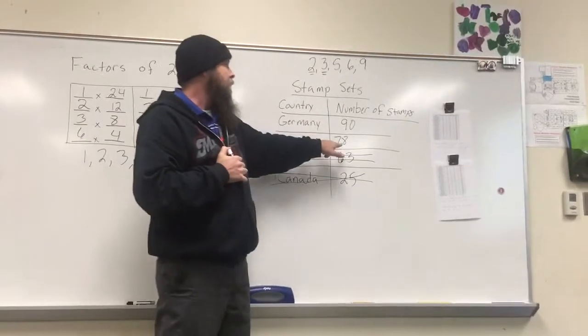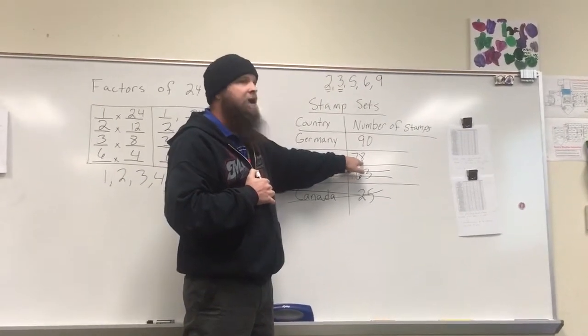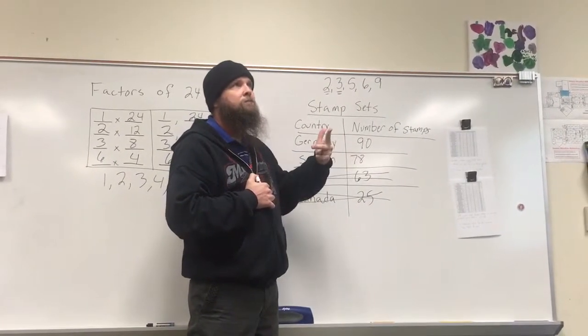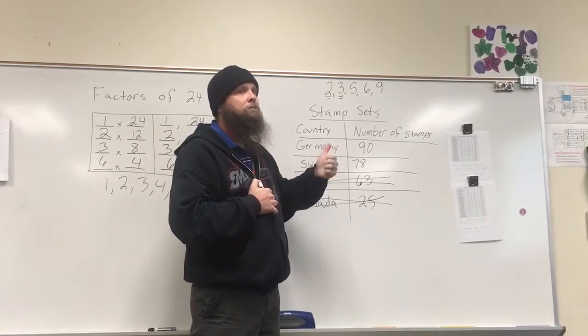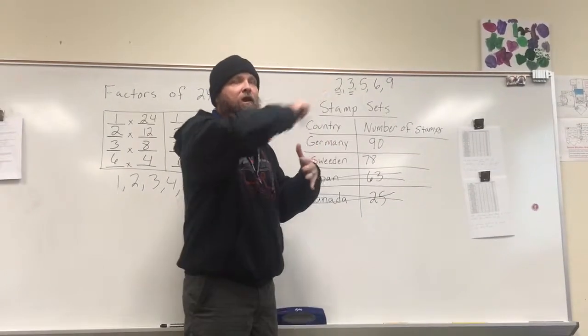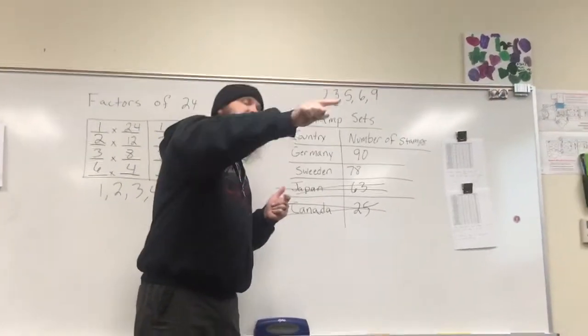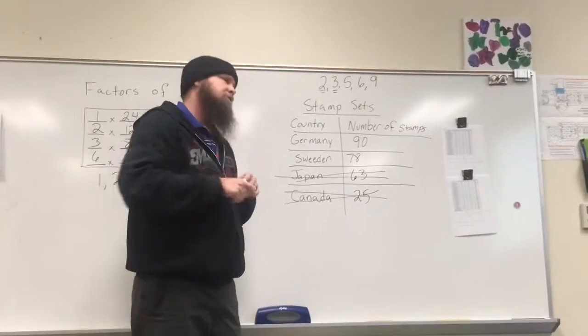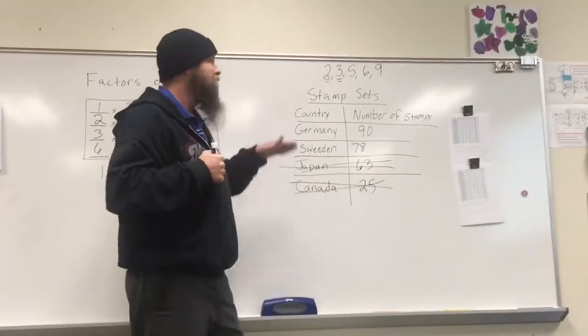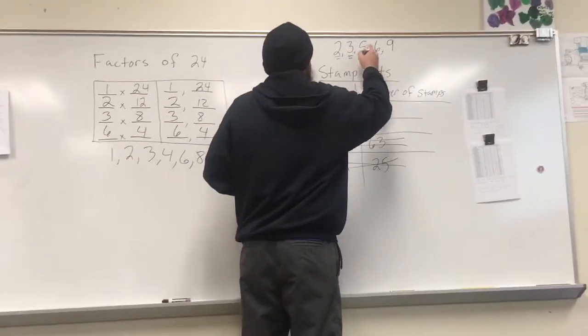Sweden. Ethan, what's the sum of 7 and 8? 15, excellent. 15 is the sum of 7 and 8. Is 15 a multiple of 3? Yes, and you can look at your multiplication chart and see that. So I can't eliminate any of them.